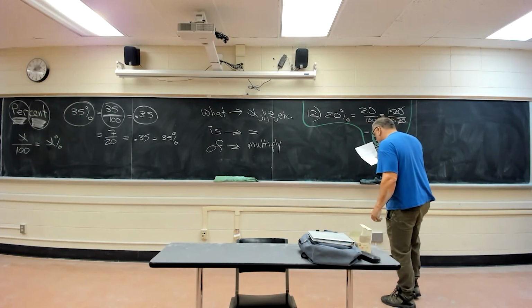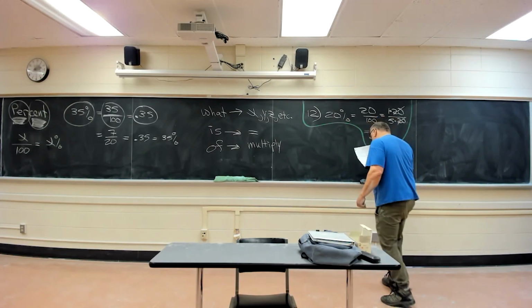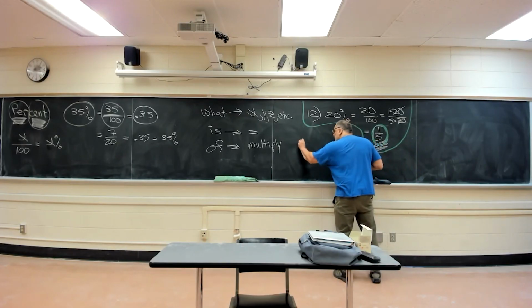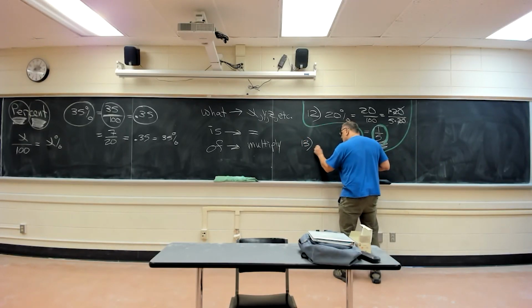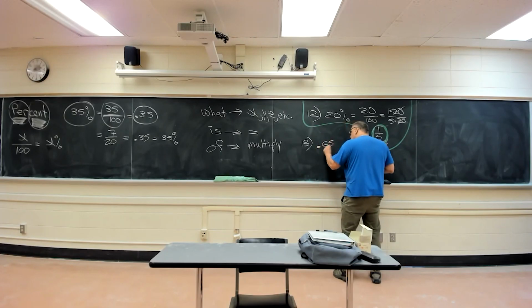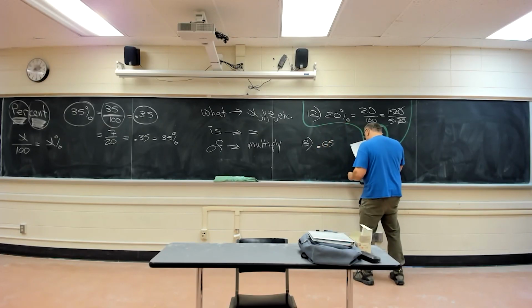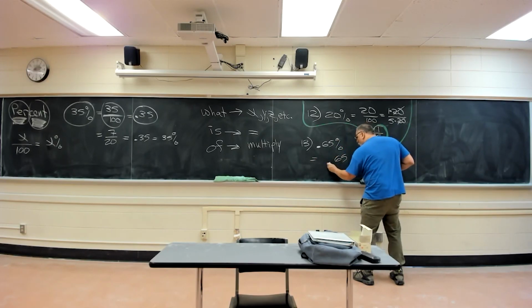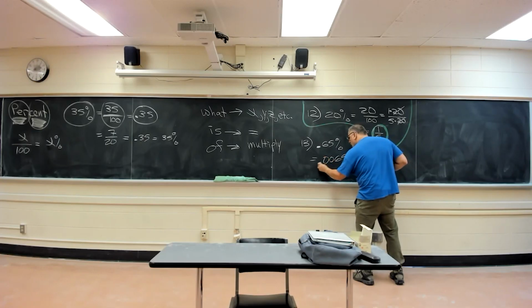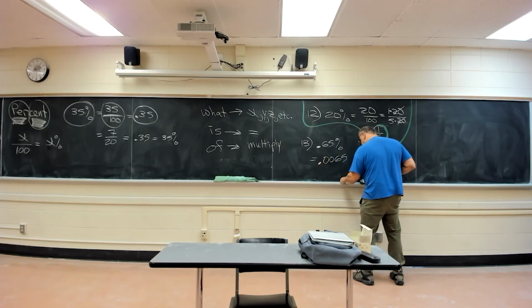That's 12. Convert to a decimal for number 13. 0.65. Convert to a decimal, 0.65%. Take a walk to the left. 1 over, 2 over. That's it.